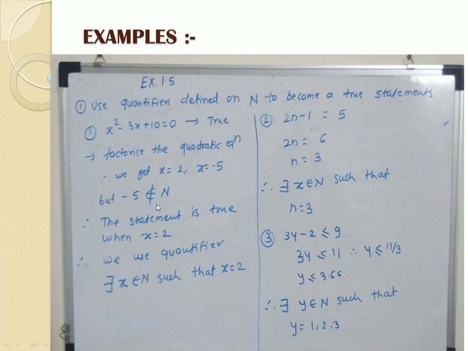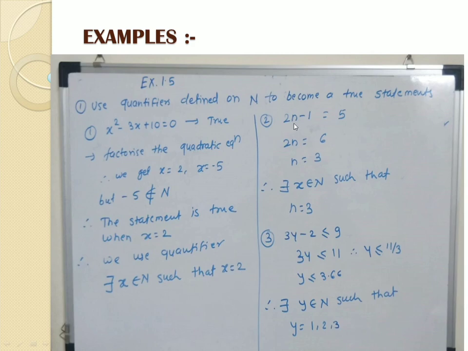But minus 5 does not belong to N. This is the symbol of does not belong to. Minus 5 does not belong to N. Therefore the statement is true when the value of x is equal to 2. Means there is only one value belonging to N when the statement becomes true. So we use the quantifier there exists x belongs to N such that x is equal to 2.